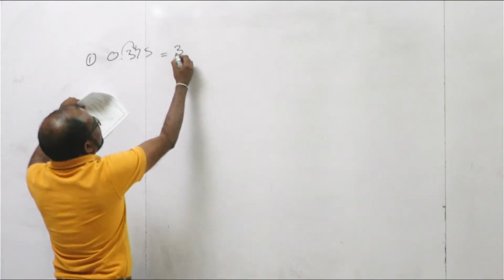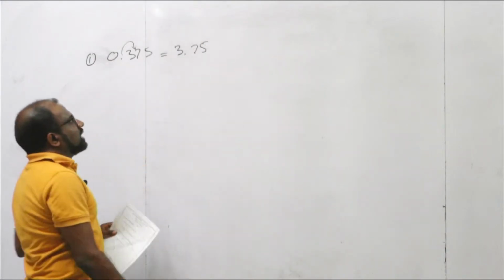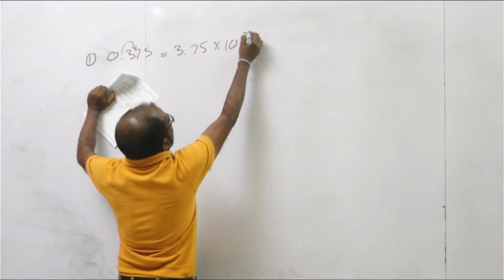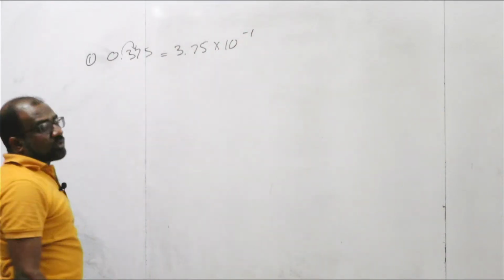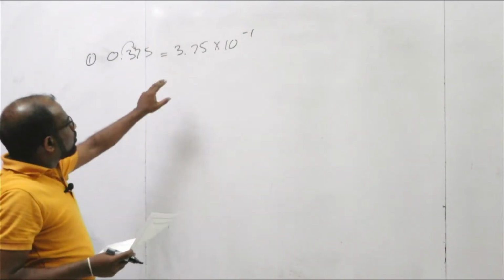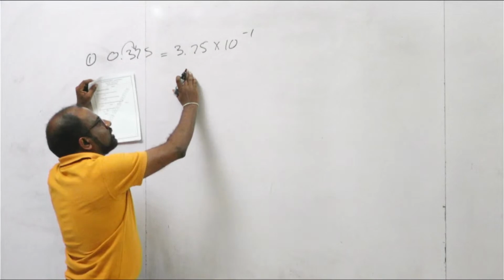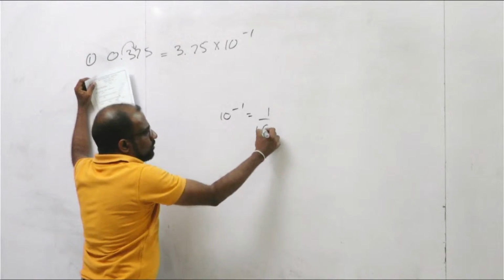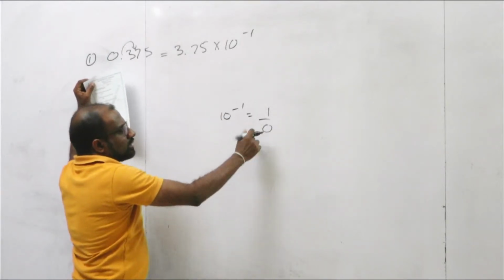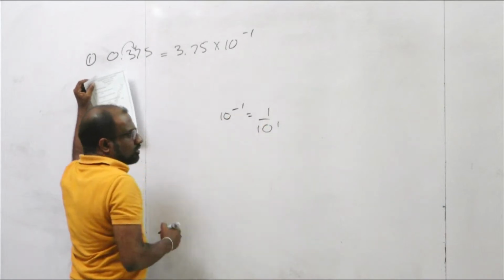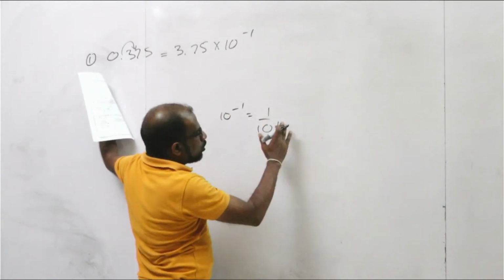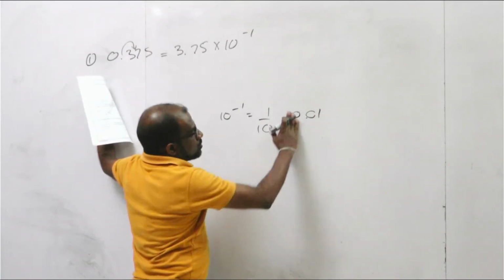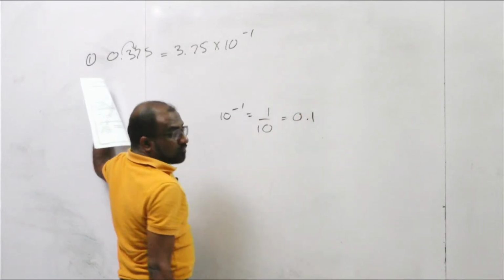For this one, when you put a number between 1 and 10, it is 3.75. Then since you skip to the left, you should write 10 to the power minus 1. What does that mean? 10 to the power minus 1 means 1 over 10 to the power plus 1, using indices. 1 over 10 to the power plus 1 means 1 over 10. Sorry, 1 over 10 means 0.1.